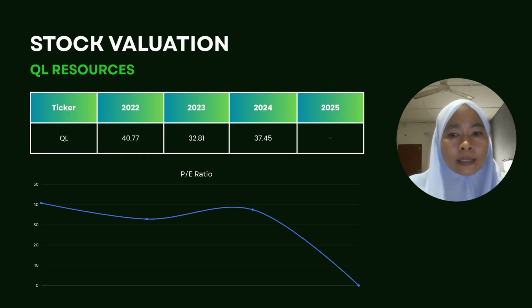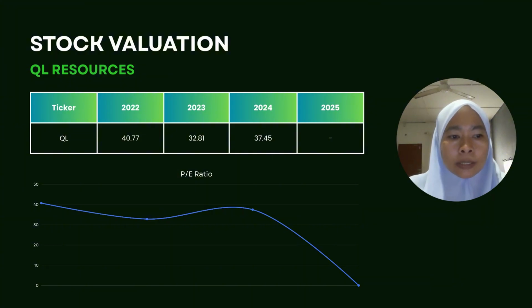Okay, this slide shows the stock valuation of QL Resources using the price to earnings, or PE, ratio. The PE ratio measures how much investors are willing to pay for every RM1 of the company's earnings.